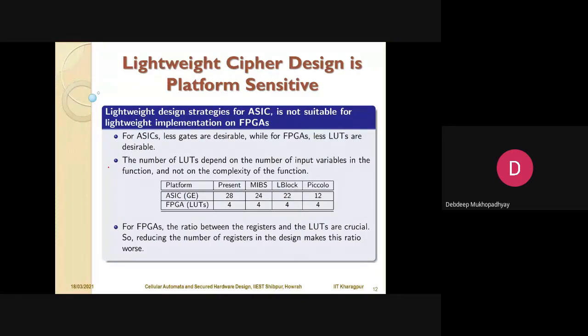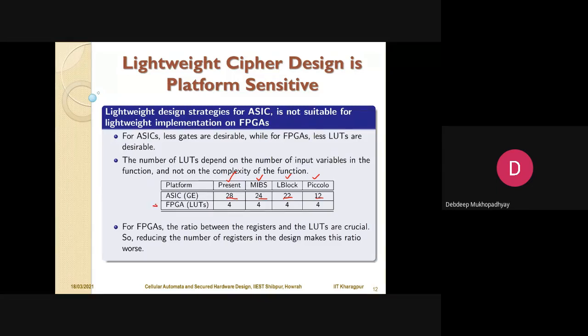Suppose you take a design which works nicely on ASICs and just directly port it to an FPGA. You can have very interesting surprises. For example, these are some of the lightweight block ciphers like PRESENT, MIBS, LBlock, and Piccolo. The designers show that in ASICs, when giving figures in terms of gate equivalents, PRESENT takes 28 gates, MIBS takes 24, LBlock takes 22, and Piccolo takes 12 to implement the S box.